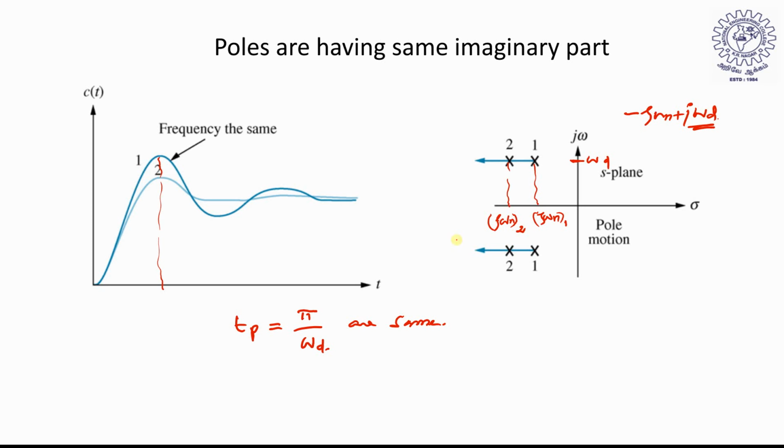So obviously if it is a larger value, the settling time will be quicker, because settling time is generally inversely proportional to your zeta omega n value. That's why we can easily consider that system 2 settles more quickly than system 1. But having the same omega d, we can observe that the peak times are the same. The other characteristics that differ depend upon their real part.